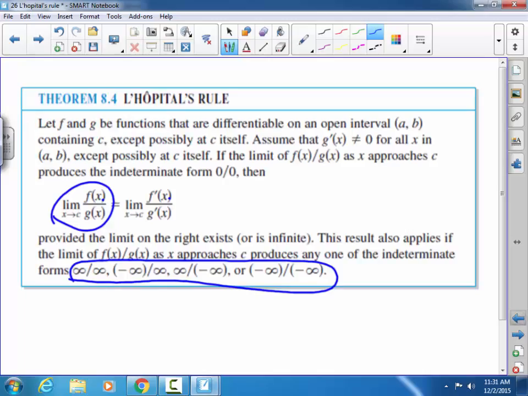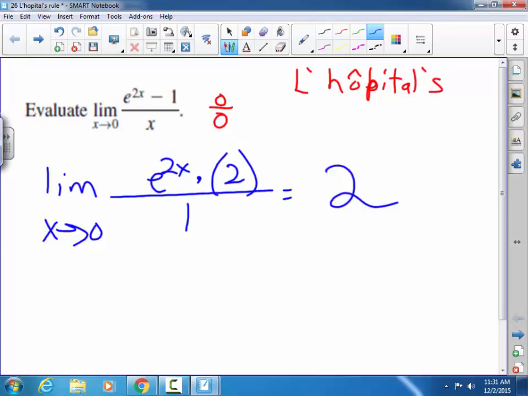Where did the 2 come from? Because when we take the derivative of this, the derivative of e to a power is e to that power times the derivative of the argument. The derivative of 2x is the number 2. You with me? Anytime we take a derivative, e to the 2x, yes, sir?